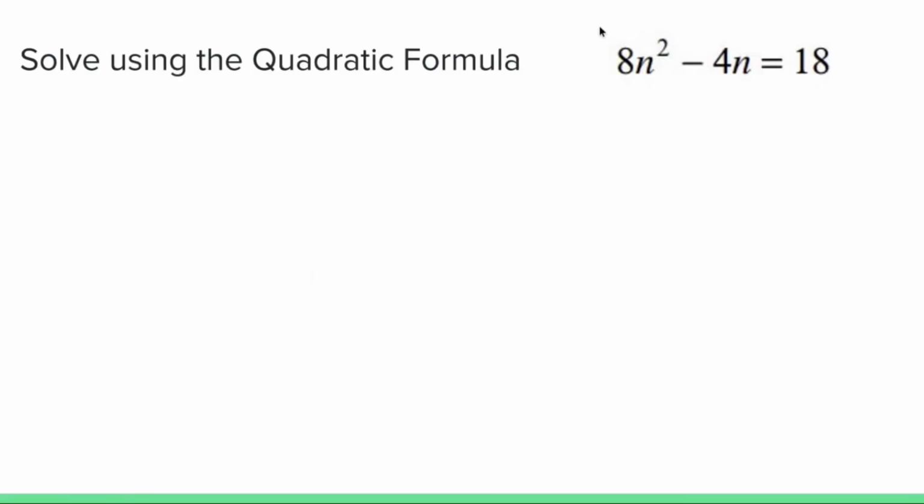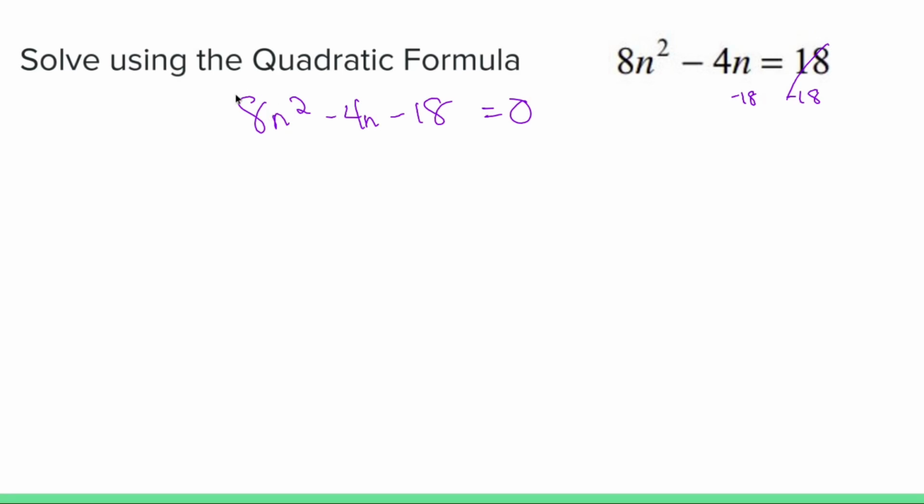Solve using the quadratic formula. In order to use the quadratic formula, you need to make sure that everything is equal to 0. So let's subtract 18. That leaves us with 8n squared minus 4n minus 18 equals 0.